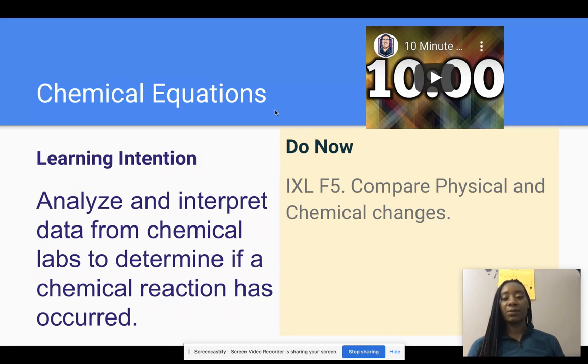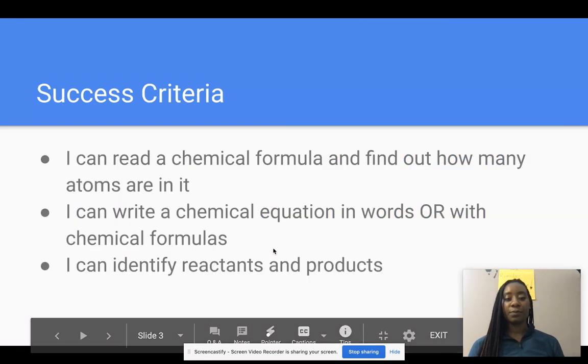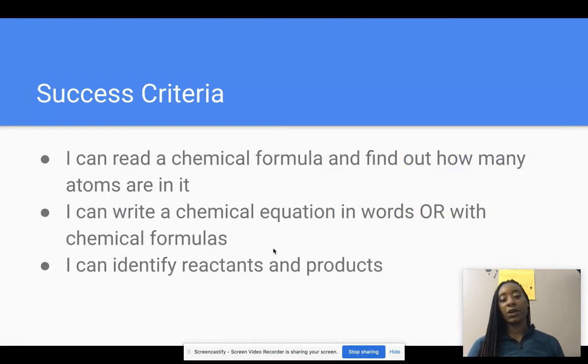Our do now should be completed in the first 10 minutes. So if you have not completed the do now yet, be sure to go to this IXL. Our success criteria, we're going to read a chemical formula and find out how many atoms are in it. We're going to write a chemical equation in words or with chemical formulas. And then we will identify reactants and products.